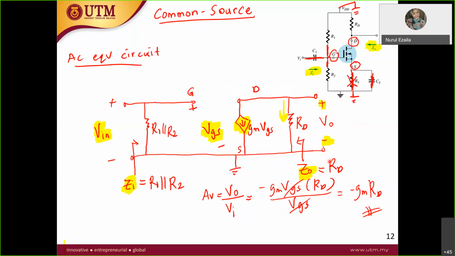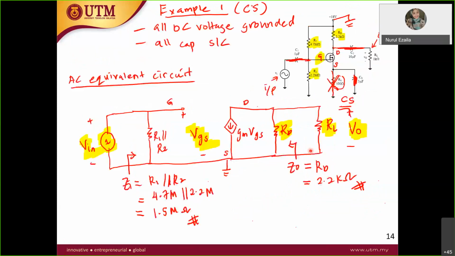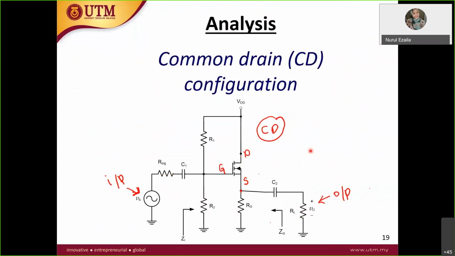And the AV, Vout over Vin. Vout is the voltage across the resistor here, so the resistor here is RD. What is the current? The only current source here is gm VGS, but it is in the opposite direction, so you have to put a negative. If there is RL, then you have to parallel it with RL. So we've tried this example, and then the second one is common drain.